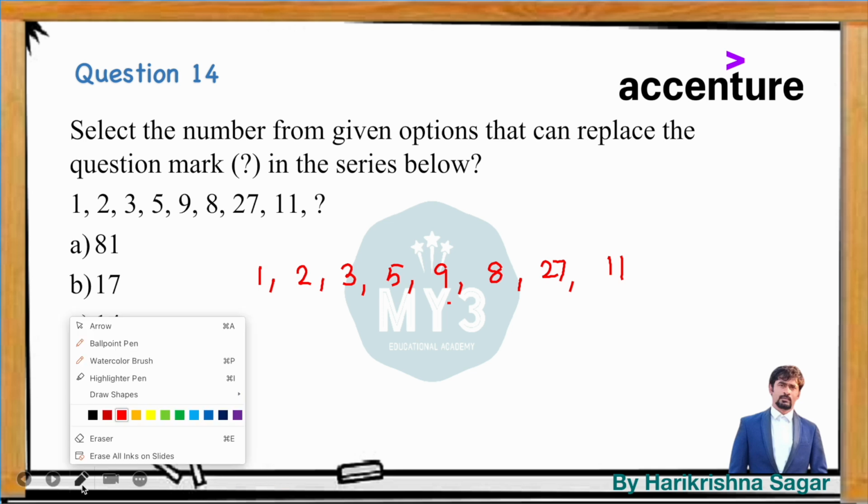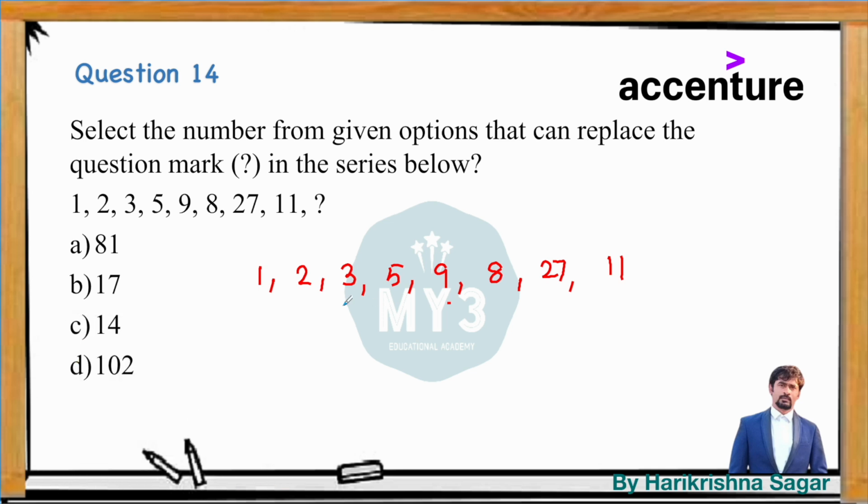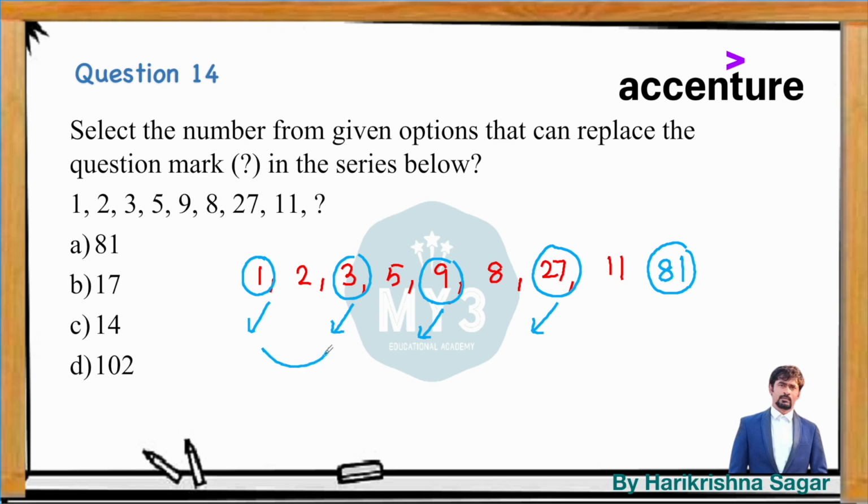Because it is not a gradual increase, immediately I try to think of alternative series. This is 1, this is 3, this is 9, this is 27. What is happening here? This is 3 power 0, 3 power 1, 3 power 2, 3 power 3. Next one will be 3 power 4, which is 81. Or 1 into 3 is 3, 3 into 3 is 9, 9 into 3 is 27. Next one is 27 into 3, which is going to be 81.